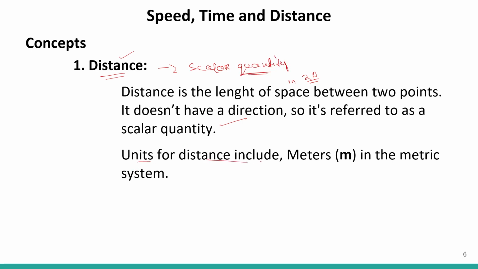Units for distance include meters in the metric system. We also use centimeter, inch, kilometer and mile. These are the terms that we also use for length, but in the metric system the standard is meters.